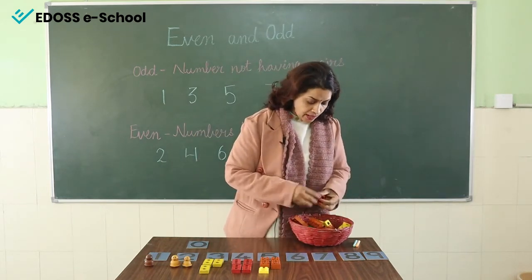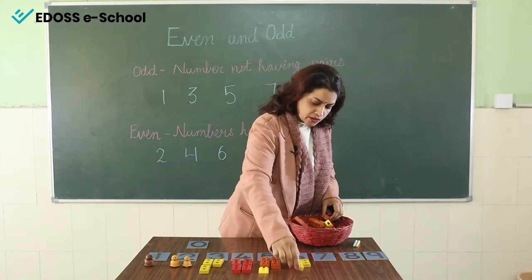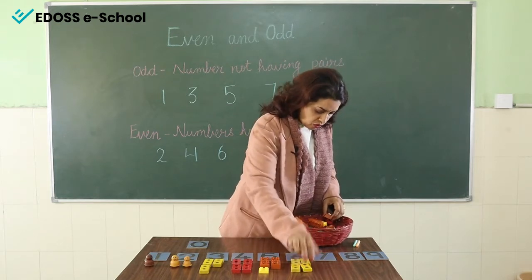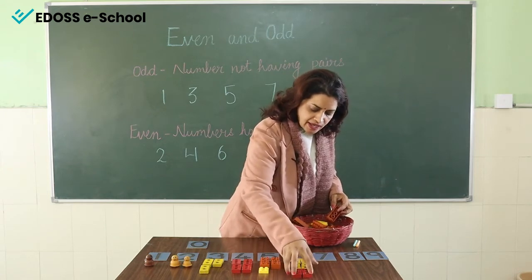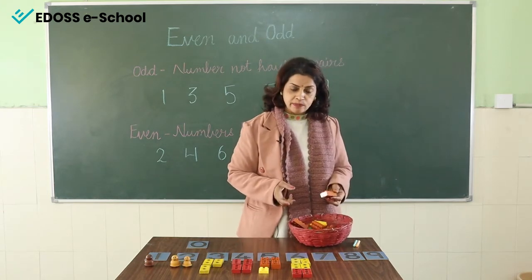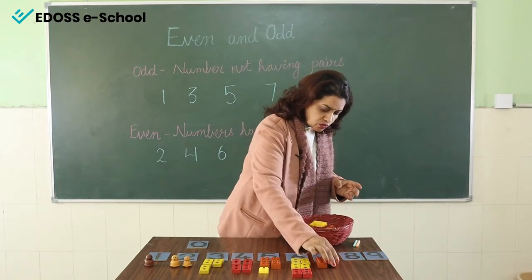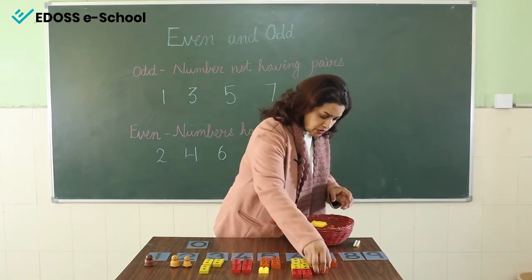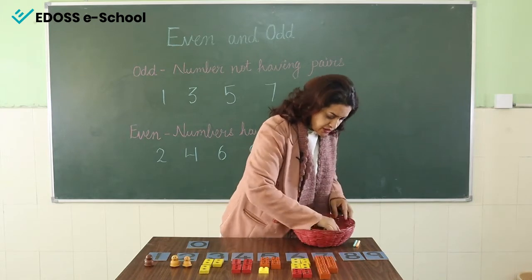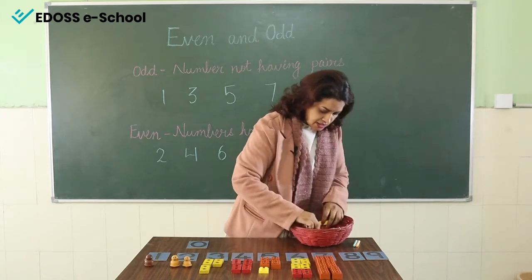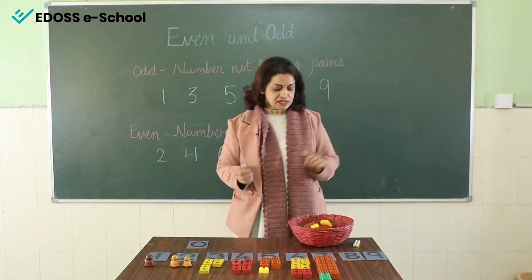So let us see for number 6. 1, 2, 3, 4, 5 and 6. So it has a complete set. That means it is an even number. Let's see for number 7. 1, 2, 3, 4, 5, 6 and 1 is left all alone, number 7.